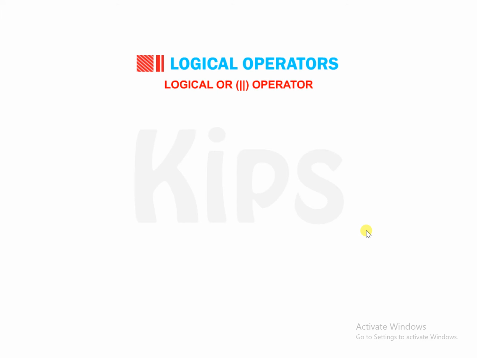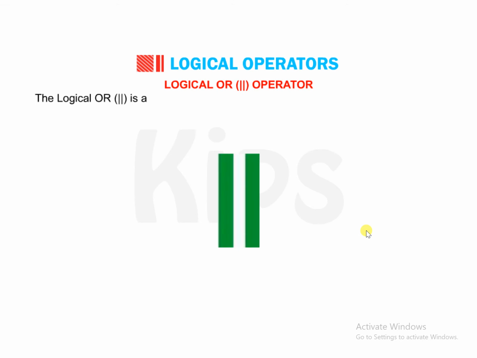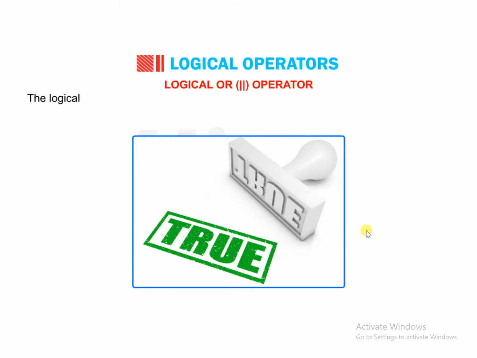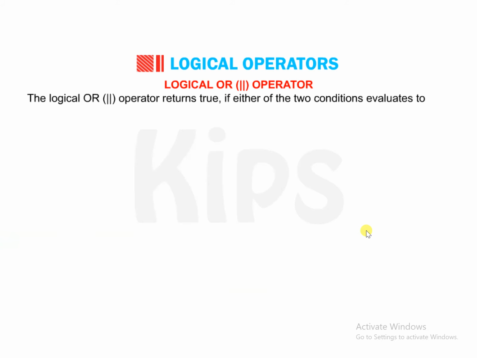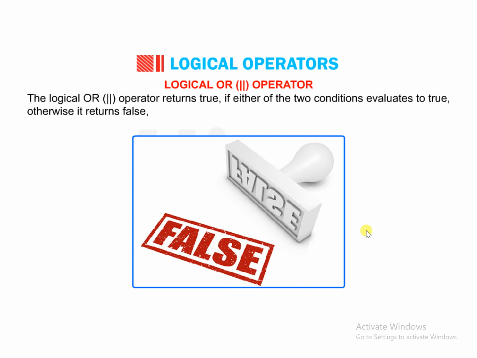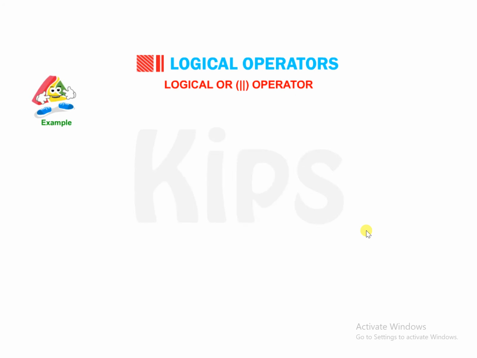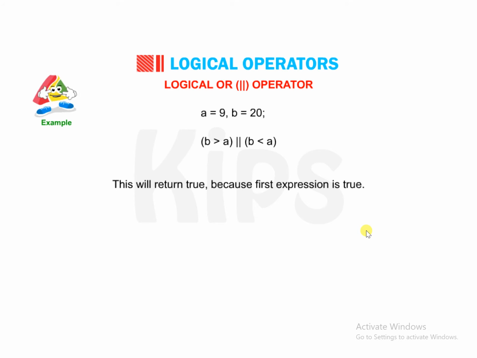Logical OR operator. The logical OR is a binary operator which also needs two relational expressions as operands. The logical OR operator returns true if either of the two conditions evaluates to true, otherwise it returns false if both conditions are false. Let us take an example. a equals 9, b equals 20 semicolon. b is greater than a, b is smaller than a. This will return true because the first expression is true.